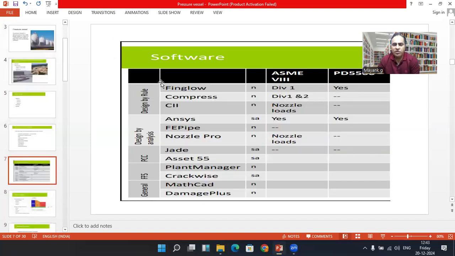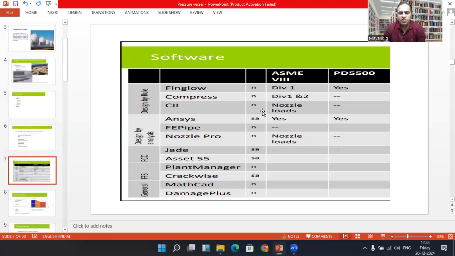So these are some of the software which are used for the designing of the pressure vessel. As you can see, there's Sync Flow, then we have Compress, then CII. Then the most popular one is ANSYS. ANSYS is the most popular one. So these are some of the software which are used for the designing of the pressure vessel.